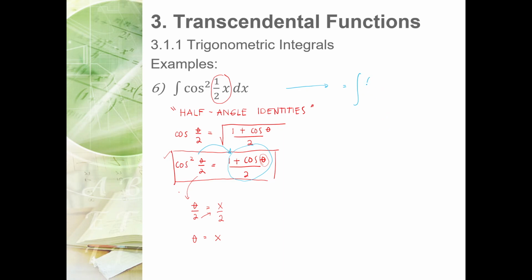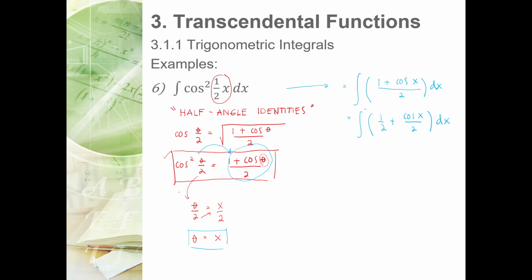So don't forget the parenthesis. This becomes 1 plus cosine theta. Again, our theta is this portion here. Theta is equal to x. So this becomes 1 plus cosine x all over 2 dx. Again, we can create two different terms here. So the integral of 1/2 plus cosine x over 2 dx. All right.